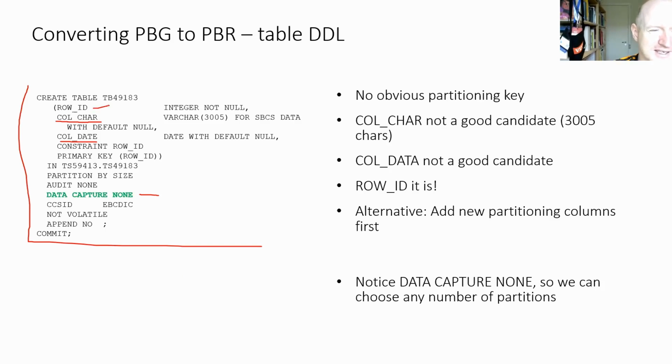So ROW ID seems to be the best partitioning key. Obviously, an alternative would be to add new columns. For instance, you could add a new identity column that is auto-generated. That would not really affect applications, and you would have some kind of partitioning key for that. And as mentioned, you can stack the add column along with the PBR conversion if you have the CPARM switched on, where add column becomes a pending change. However, in this case, I'm going with ROW ID.